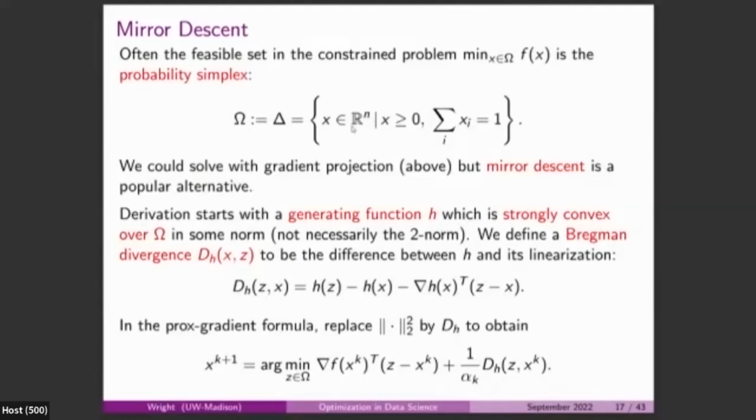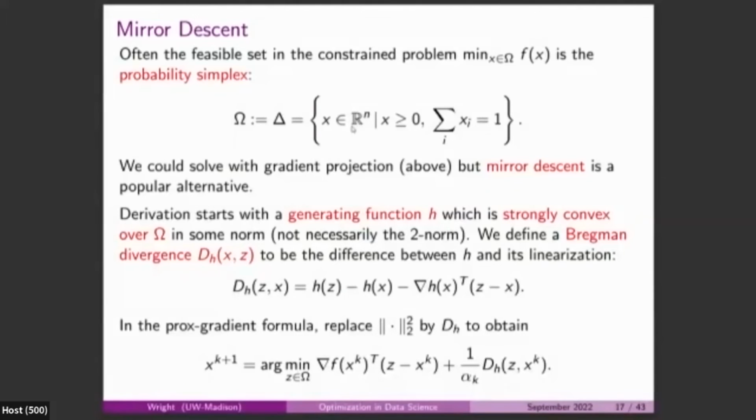If you're trying to minimize f over this set, you can solve it using gradient projection, which I've already defined on this slide. That's perfectly fine. But mirror descent is another popular alternative, and you can almost think of it as a generalization of the gradient projection idea. So 1.5 slides on how we define mirror descent. We start off with a generating function h, which is a strongly convex function defined on the set omega that I've just defined here. But in fact, you can do this for any convex closed set omega. It's strongly convex, not necessarily with respect to the 2 norm. You can use some other norm if you like, a 1 norm, for example.